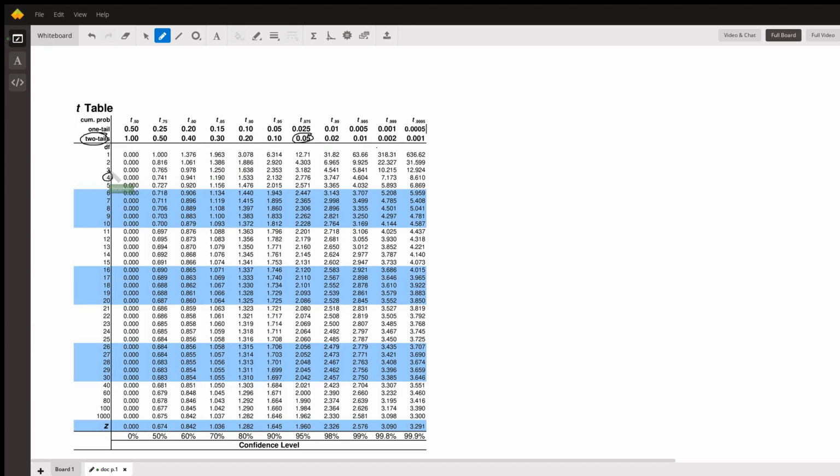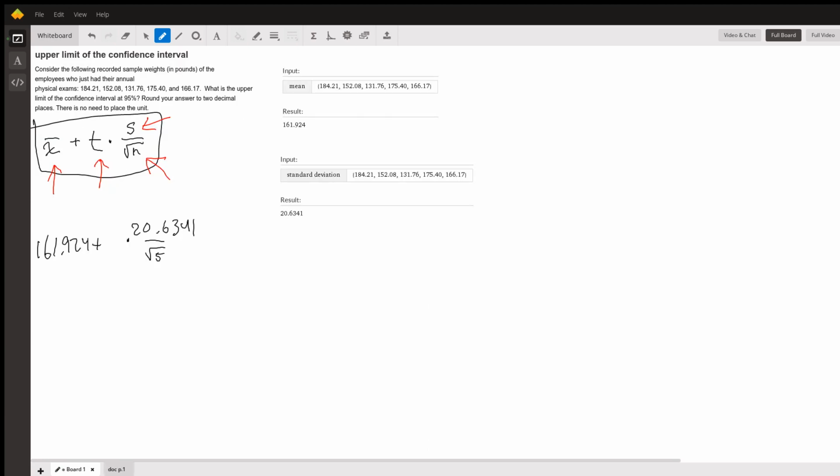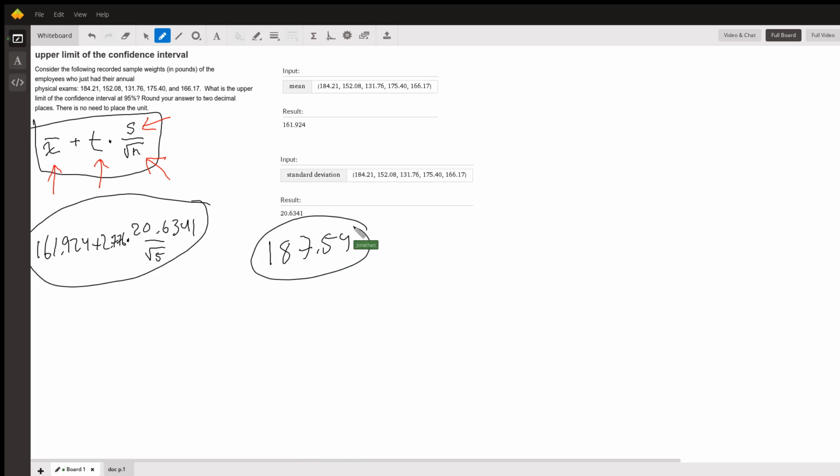So we look at the row with 4, and we look at the column with 0.05, and we find our t value, which is 2.776. So let's put that in, 2.776. So this is it. This is how we find the upper bound of our confidence interval. We could plug this into a calculator and we find out that the answer is 187.54. So I hope this helped, and thanks for watching.